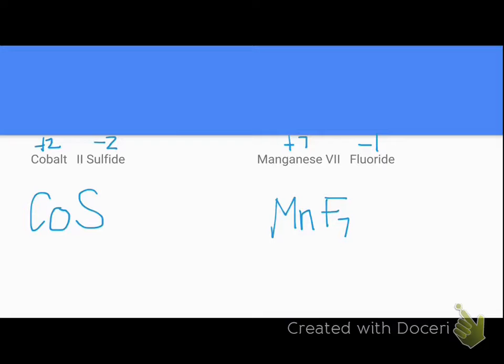All right, so take a look at the answers that I have written here and just double check what you did. So remember that cobalt has a plus 2 charge, sulfide has a minus 2. So really they cancel out to start with, so we don't need to cross anything. So we are left with CoS. Manganese has a plus 7 charge, fluoride has a minus 1. If I cross them, that 7 is going to go to the fluoride, and the Mn is going to have a 1 next to it.